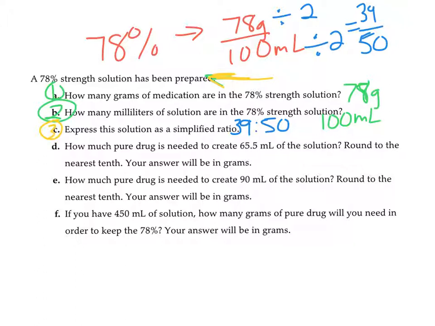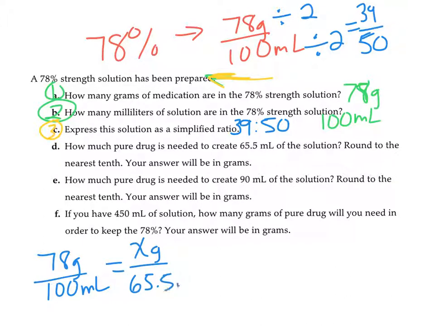So for instance, there in letter D, it says how much pure drug is needed to create 65.5 milliliters of the solution. So in other words, let's think about it this way. Okay, so I'm going to write this down at the bottom. I know that there are 78 grams for every 100 milliliters in this percent strength. What I want to know is how many grams would I need to make 65.5 milliliters.